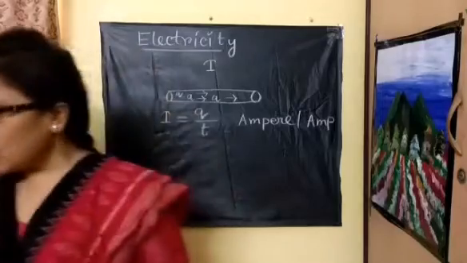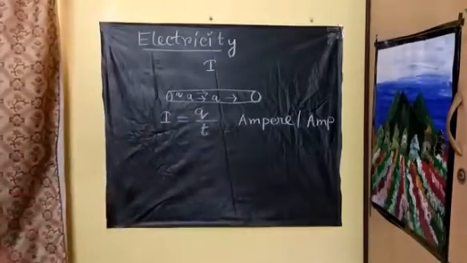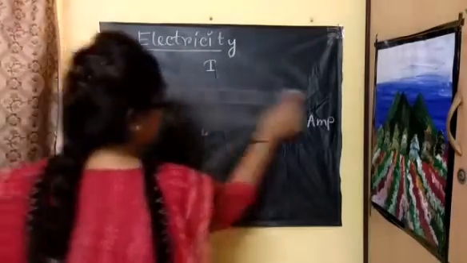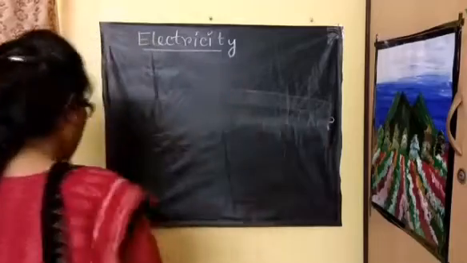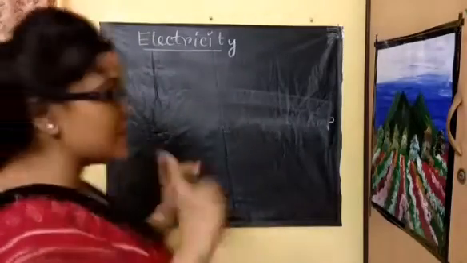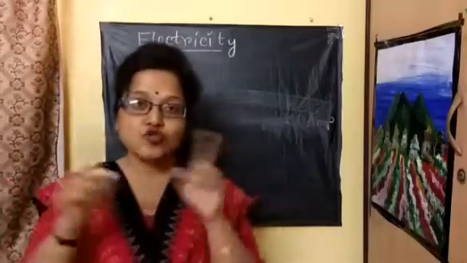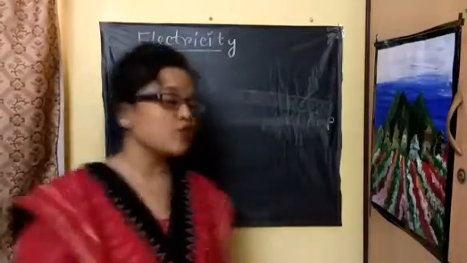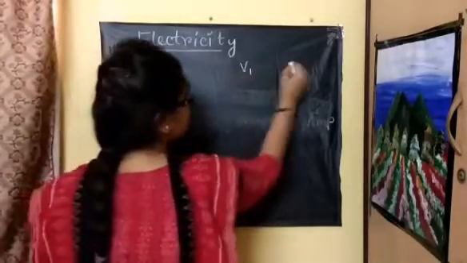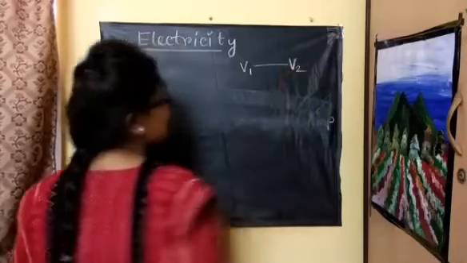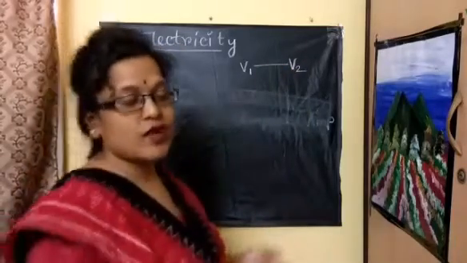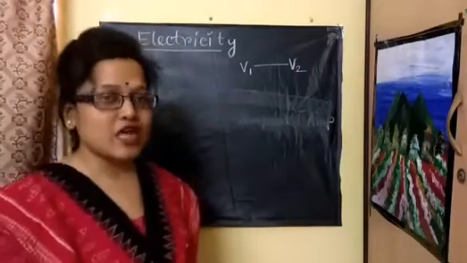Now from this concept of current and potential difference: we know that potential within an electric field, if I take the difference between 2 points, suppose one is at potential V1 and another is at potential V2, then the difference V1 minus V2 or V2 minus V1 is called the potential difference.